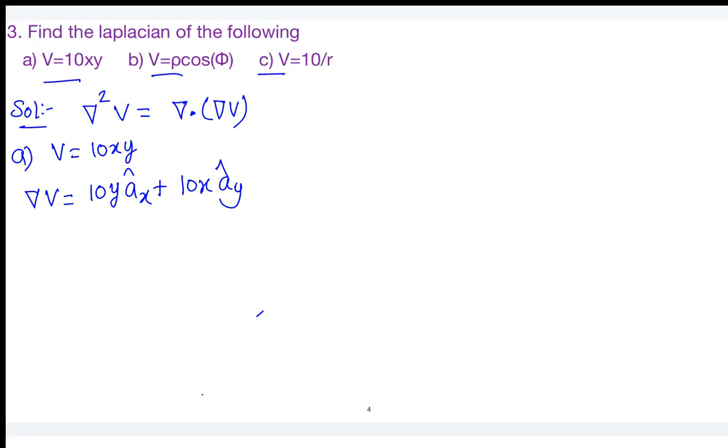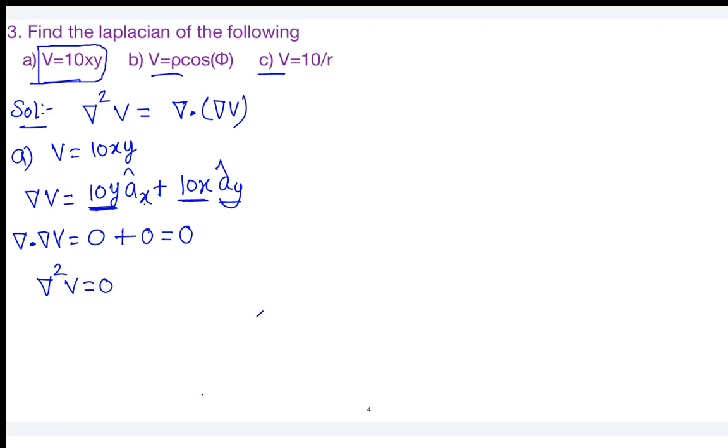What is the divergence of the gradient now? You need not look into the equations again. Since it is in a rectangular system, differentiate the a_x coefficient with respect to x and the a_y coefficient with respect to y. Since there is no x term here, the differentiation is straight away 0, plus the a_y coefficient with respect to y, where there is also no y, so the answer is 0. So ∇²V = 0 for the first question, V = 10xy.